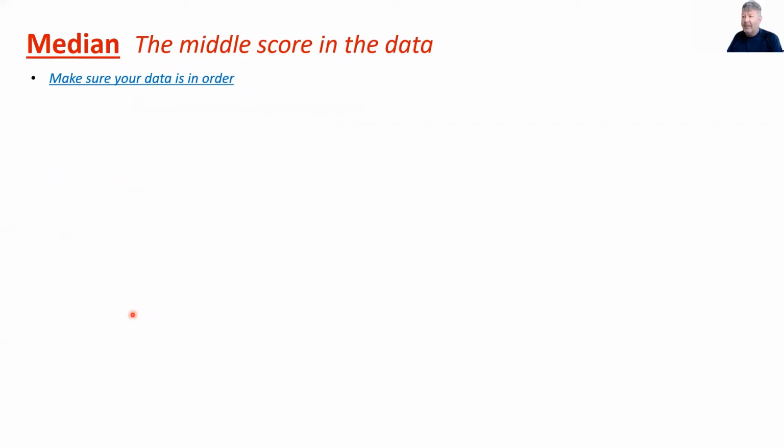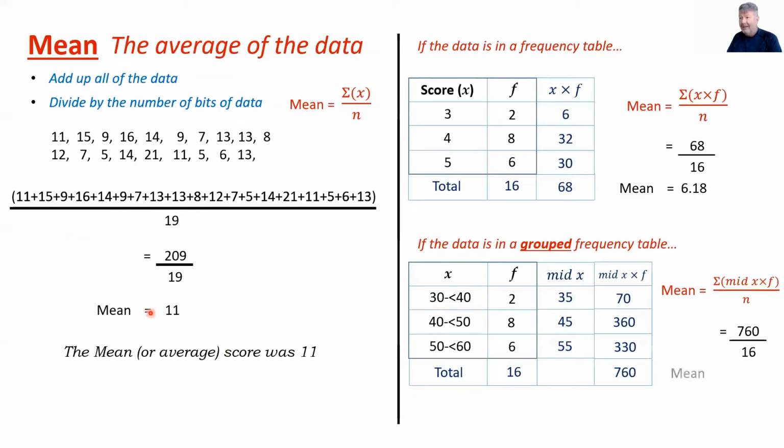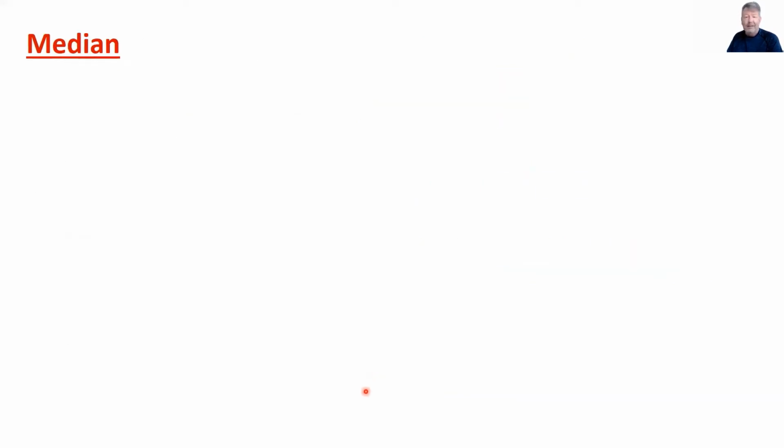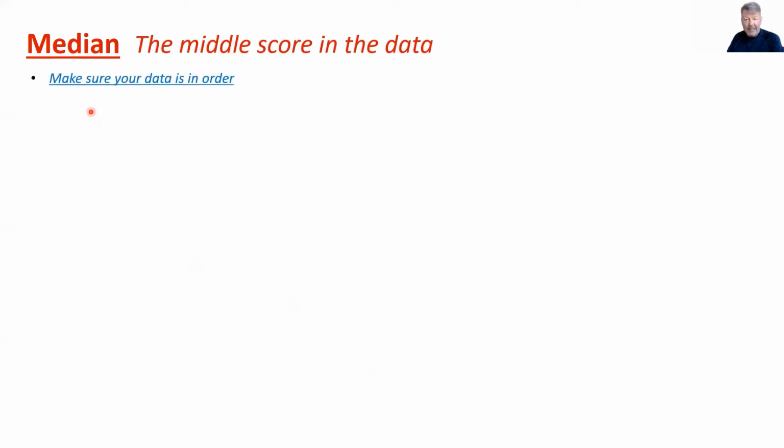Okay, let's go backwards. Now remember, this is the middle value in your set of scores. Okay, so we're just going to go through a few steps here and then we're going to do an example. So the main bit we have to remember is make sure your data is in order. Okay, has to be in order, smallest to largest, largest to smallest. That doesn't matter, so long as it's in order. Most of the time, we have it smallest to largest.